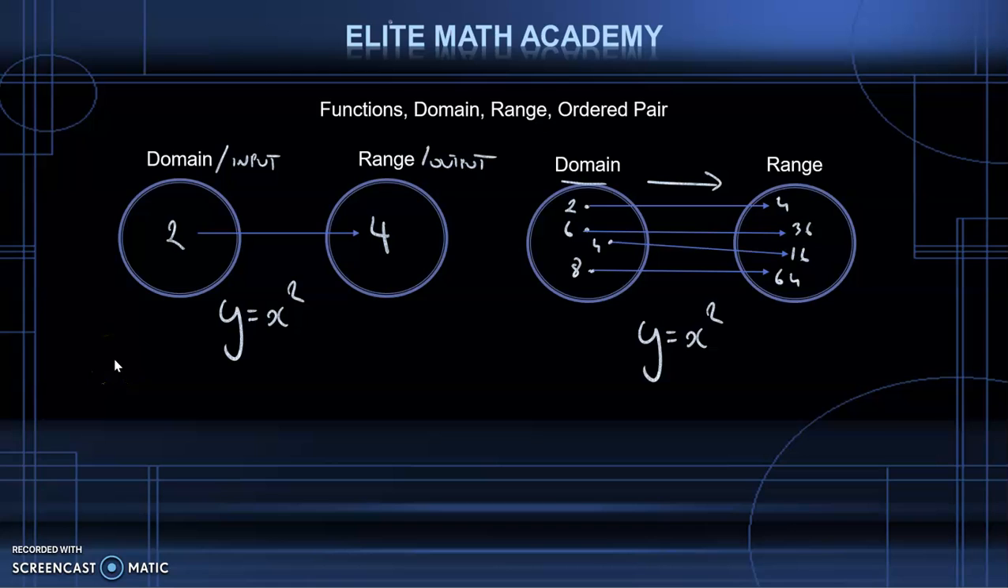And the domain and range relationships are here. For the y = x² function, our input or domain will be 2, and 2 goes through this process, which is the function, and then produces 4 because y = x².